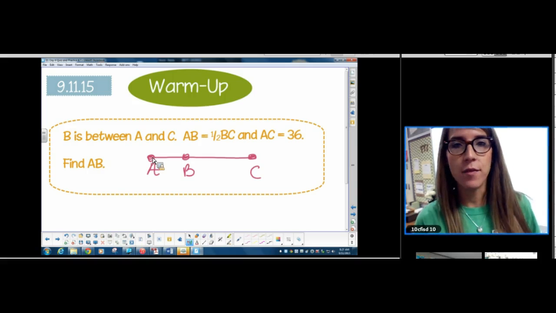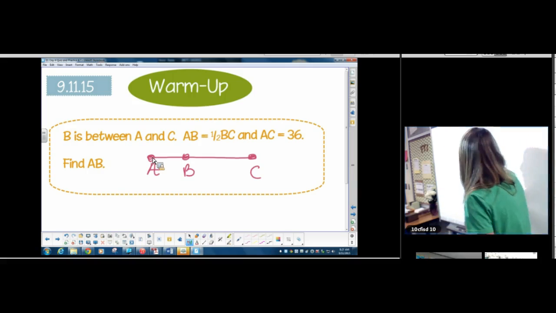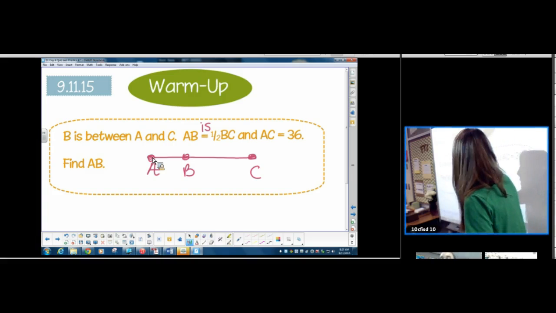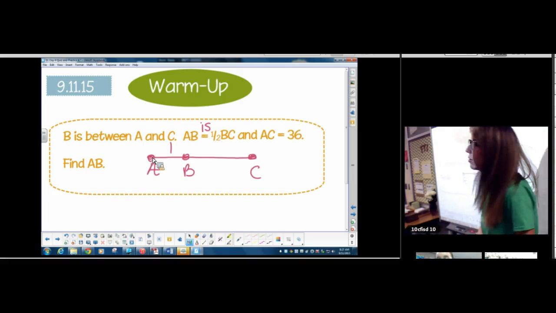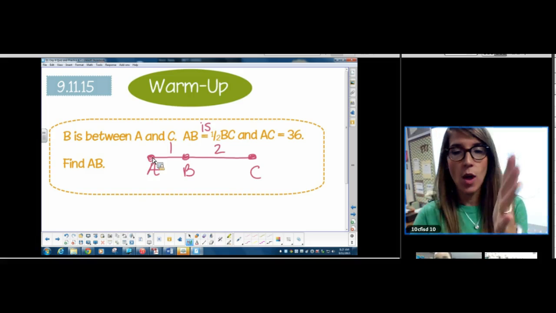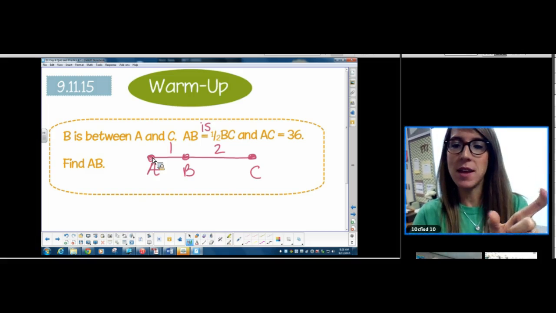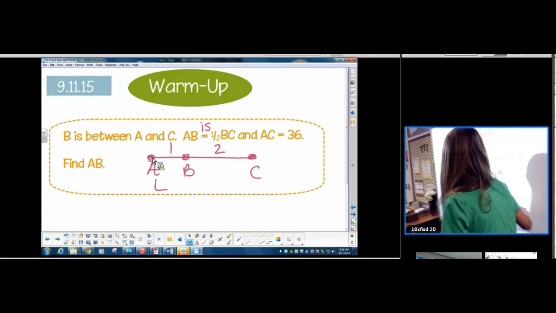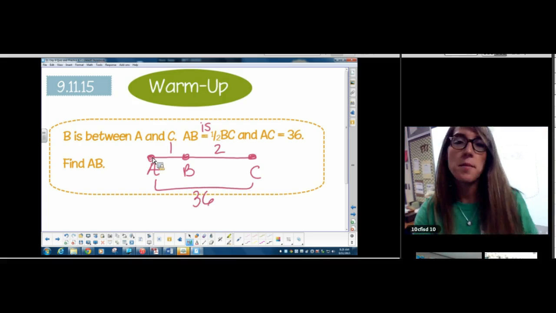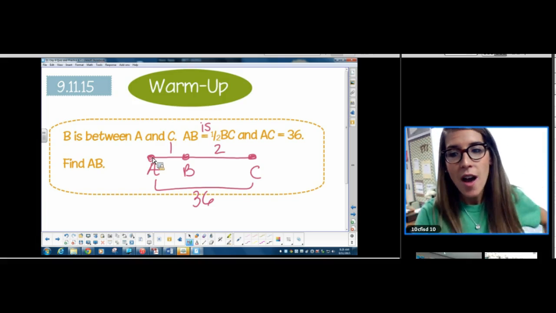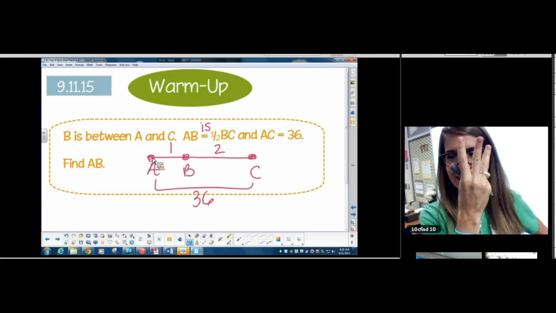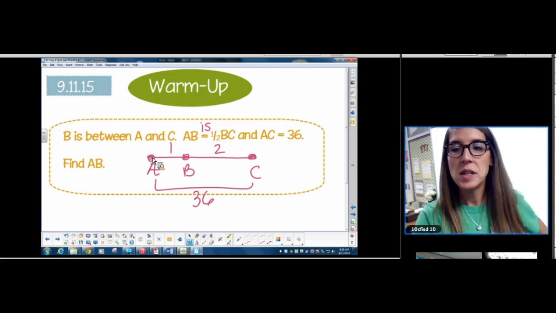AB is 1/2 BC. So here's what I do. AB is 1 out of 2. So I assign AB a 1 and I assign BC a 2. AB is 1 part of the segment and BC is 2 parts of the segment. The whole segment is 36. So I'm not going to do 36 divided by 2. I'm going to do 36 divided by 3. Yep. So that's the most common mistake.